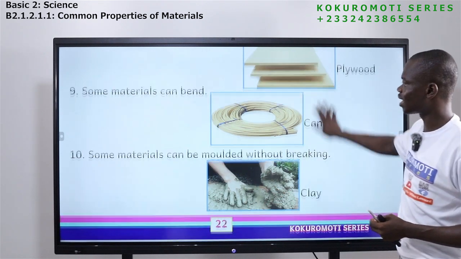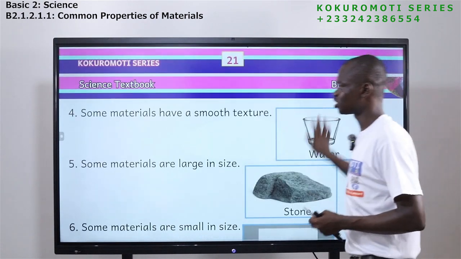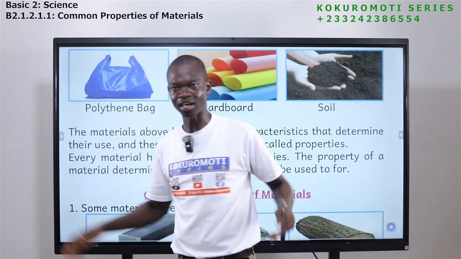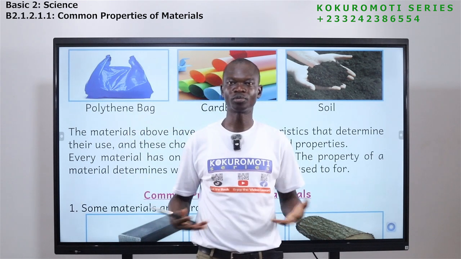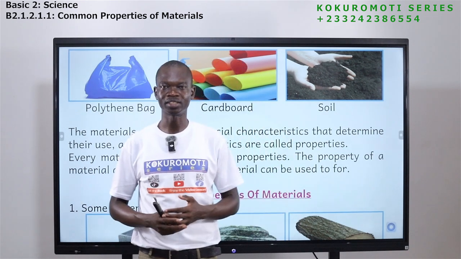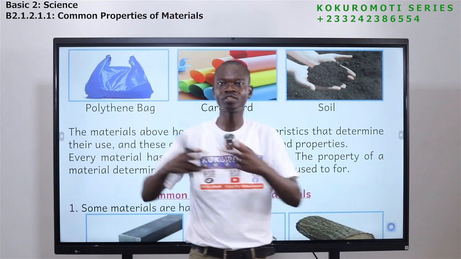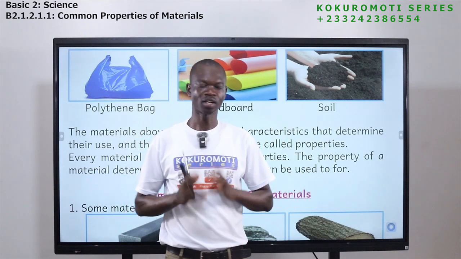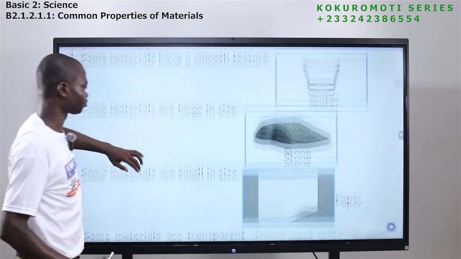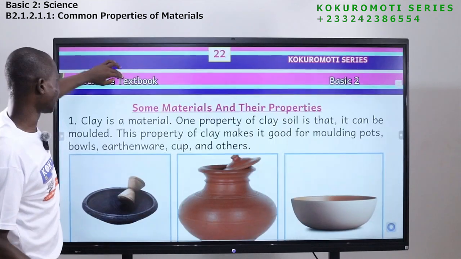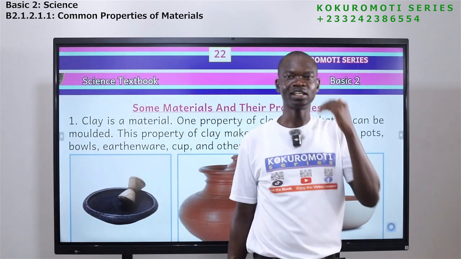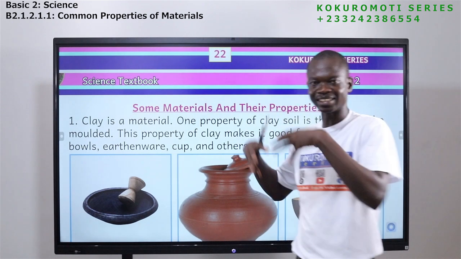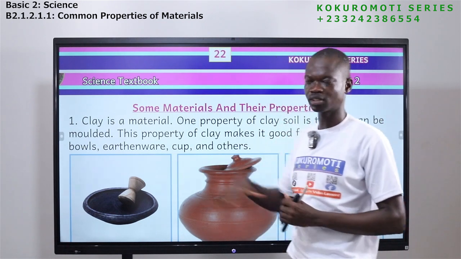Okay, so we are saying that all the materials that we see, all the materials that we have in our environment, they are special because they have unique properties, and these unique properties permit us to use them to do different things. Okay, let's move on. So we are looking at some materials and their properties. This one we are going to look at the materials and the exact thing that these materials are used for.